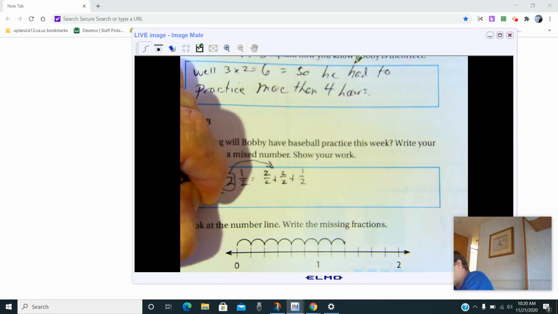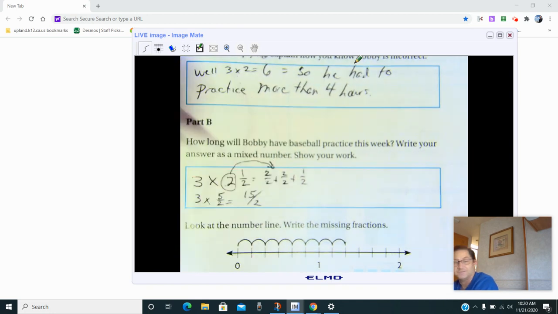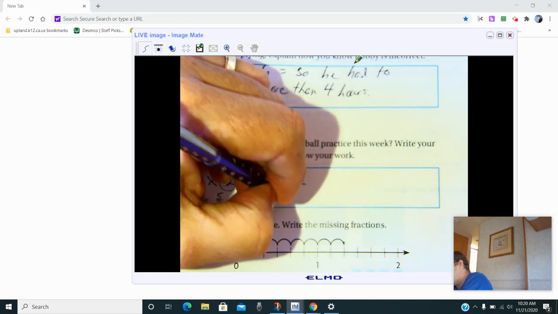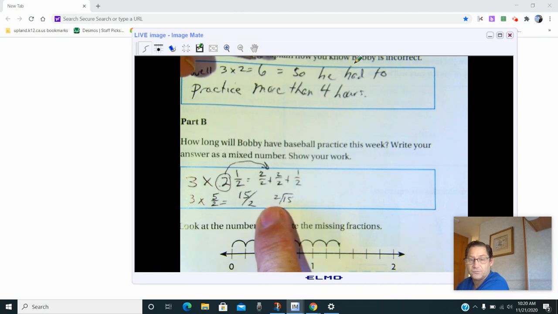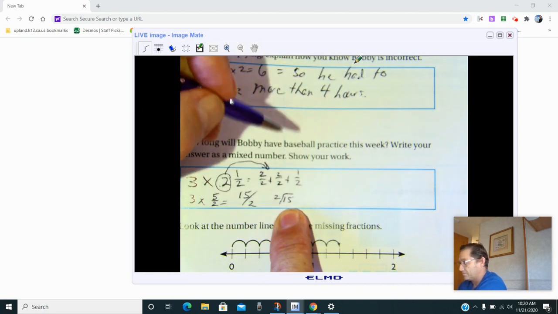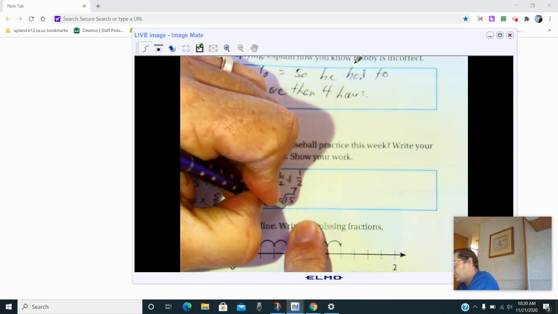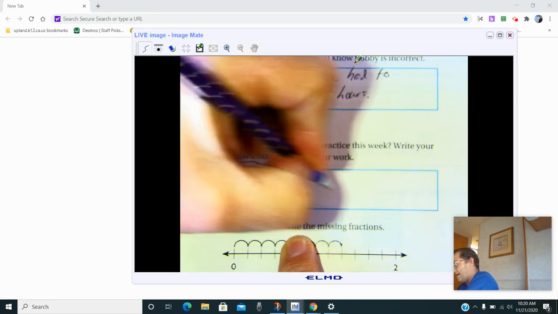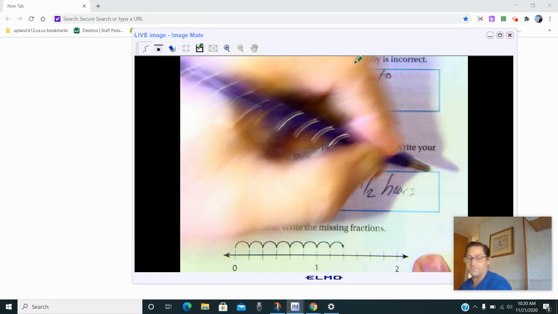All right, so 3 times 5 halves. 3 times 5 is 15 halves. Now we're going to turn that back into a mixed number. 15 divided by 2. I can't share 1 ten in 2 groups, so I'll share 15 ones instead. 7 times 2 is 14 with a remainder of 1. So 7 1/2 hours of practice.